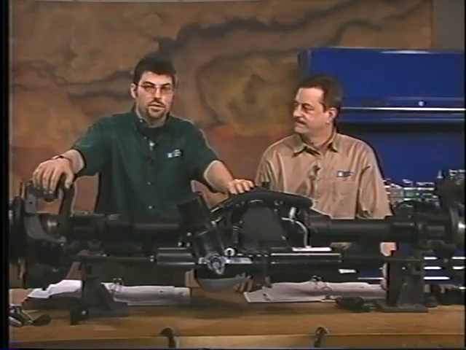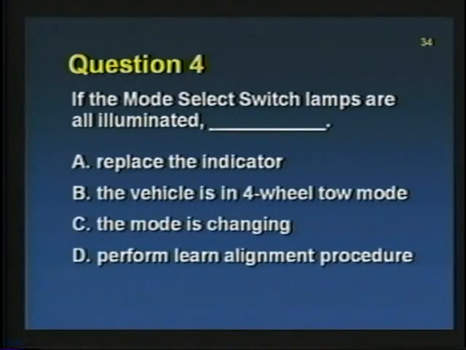Okay? All right, Mike, time for another question. Another question. Okay, this is on your keypad, number 4. Let's take a look at it. The mode select switch lamps are all illuminated. Should you A, replace the indicator, B, the vehicle's in 4-wheel tow mode, C, mode's changing, or D, perform the alignment procedure. Hey, there you have it. D is the best possible choice, right? You need to perform the learn alignment procedure. Just because you see those lamps on doesn't mean it's working. So you definitely shouldn't be replacing it.